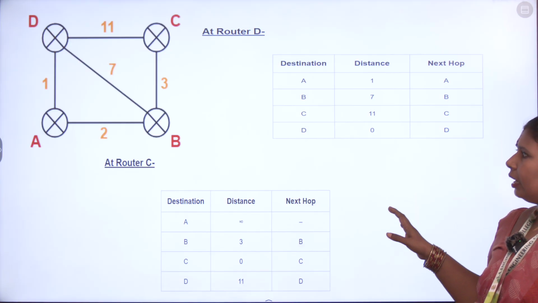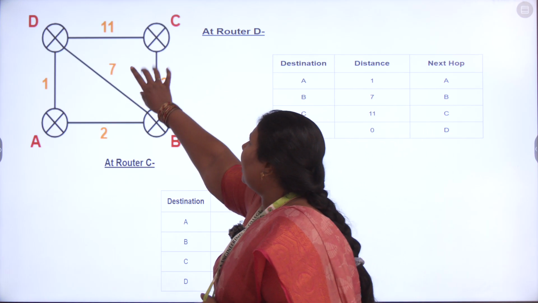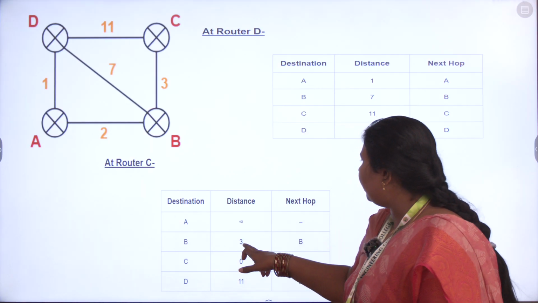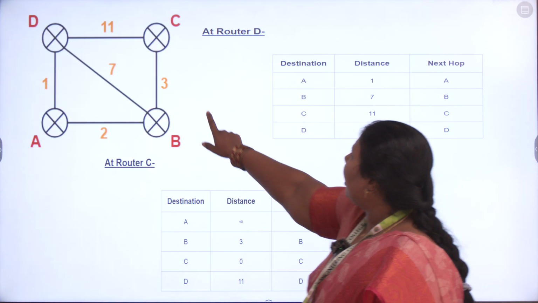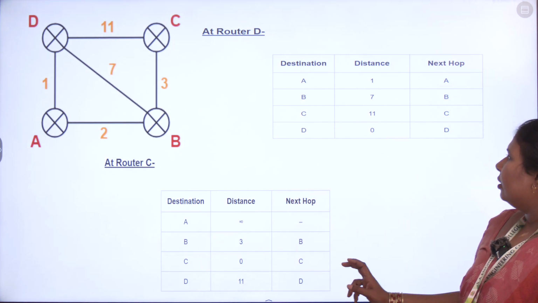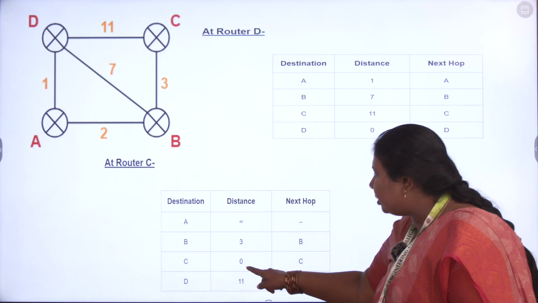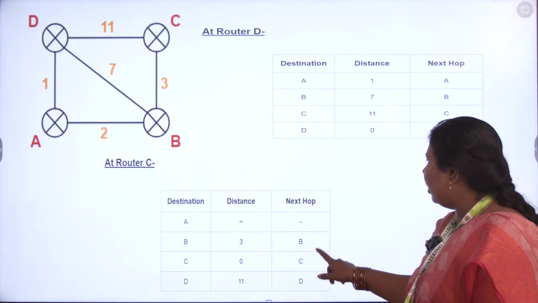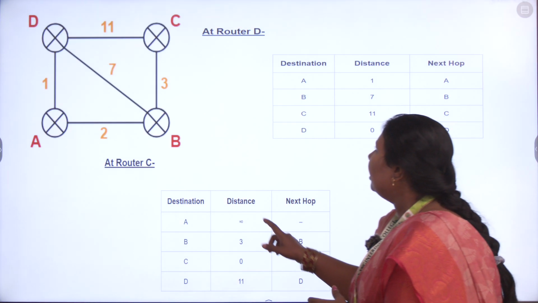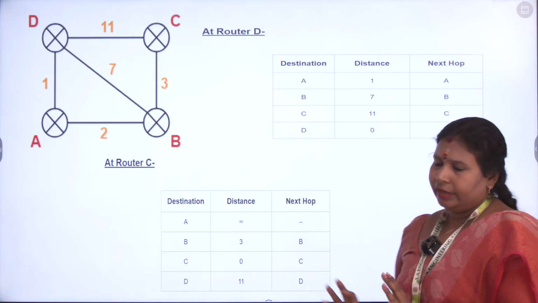Okay. Similarly for router C, you have two connection links: C to B, which is 3, and C to D, which is 11. So you have the next hop here. For C to C there is no path cost, so it is 0, and then the next hop connectivity you identify and put here is C. Similarly, A to C has no direct connectivity path, so it is infinity.